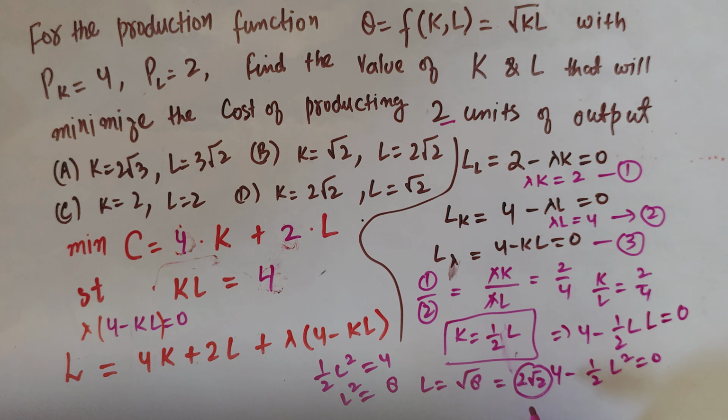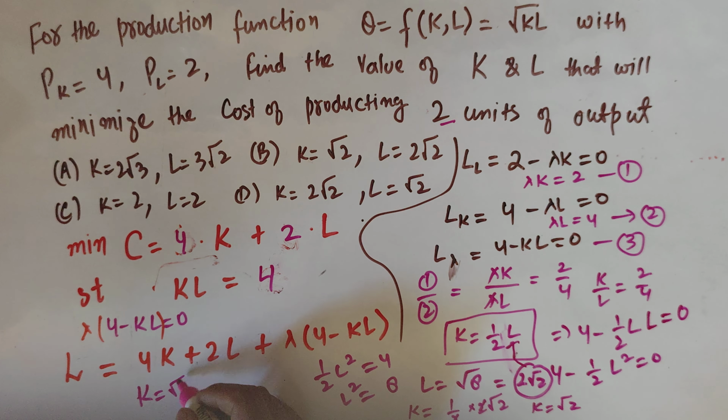To find the units of capital employed, simply plug L equal to 2 root 2 into this function. So K will be equal to 1 upon 2 times the value of L, which is 2 root 2. 2 gets cancelled, so K is equal to root 2. So we got K equal to root 2 and L equal to 2 root 2. That is the cost minimizing units of capital and labor employed to produce 2 units of output. Okay, I hope I make myself clear in this video. Thank you.